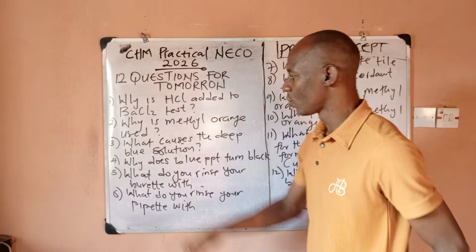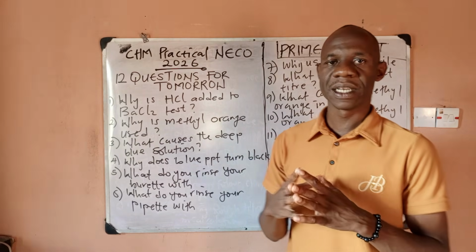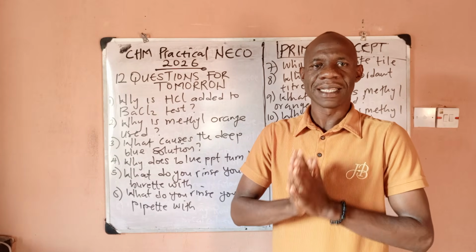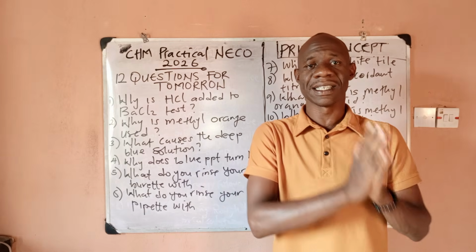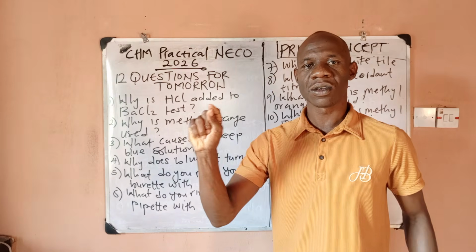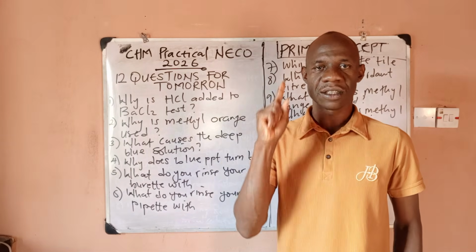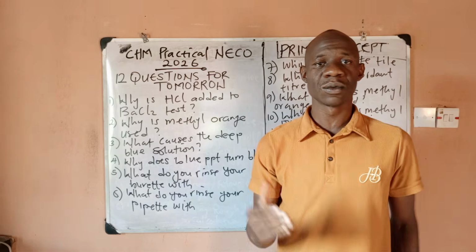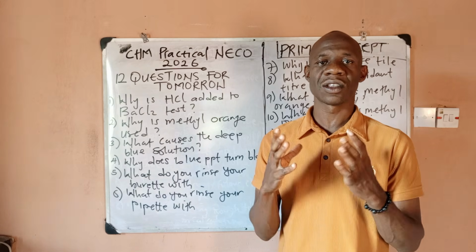Now, question number two, why is methyl orange used? Very quickly, I want you to understand that when you're carrying out your titration experiment, you can have a strong acid against a strong base. Now, let me run this down for you. If you have a strong acid titrating against a strong base, any suitable indicator can go. Methyl orange would go, phenolphthalein would go, bromothymol blue would go, bromothymol red would go. Any of the indicators would serve.